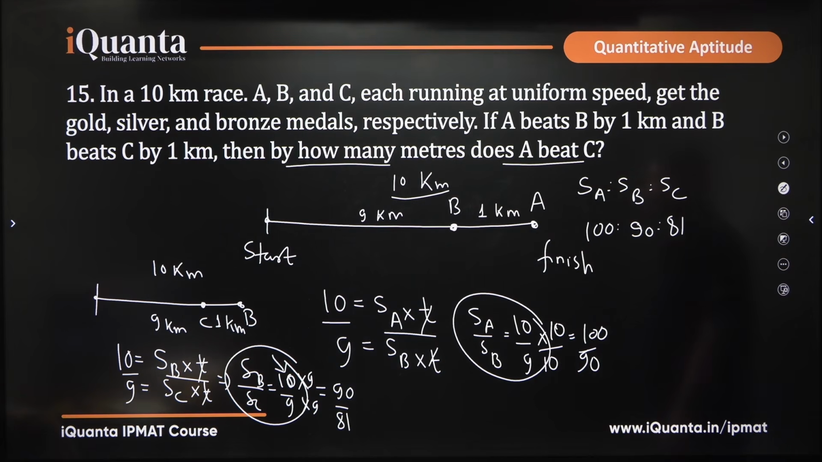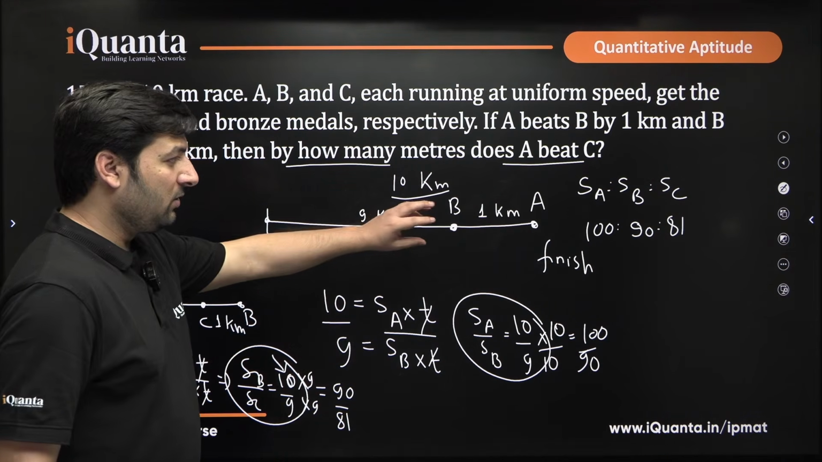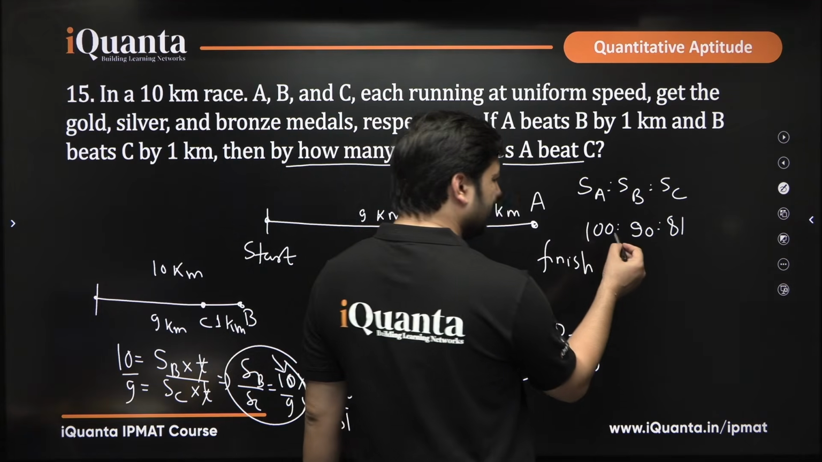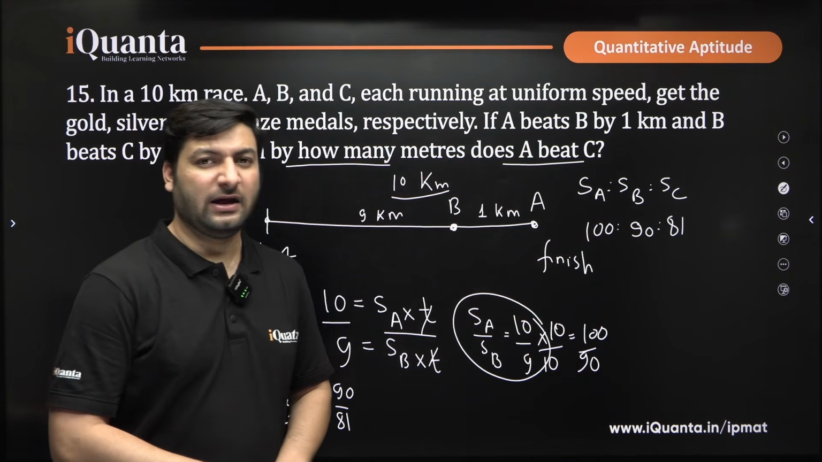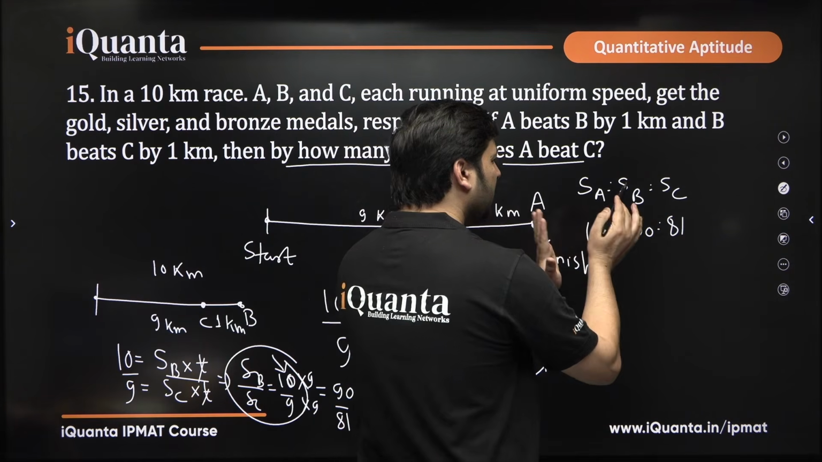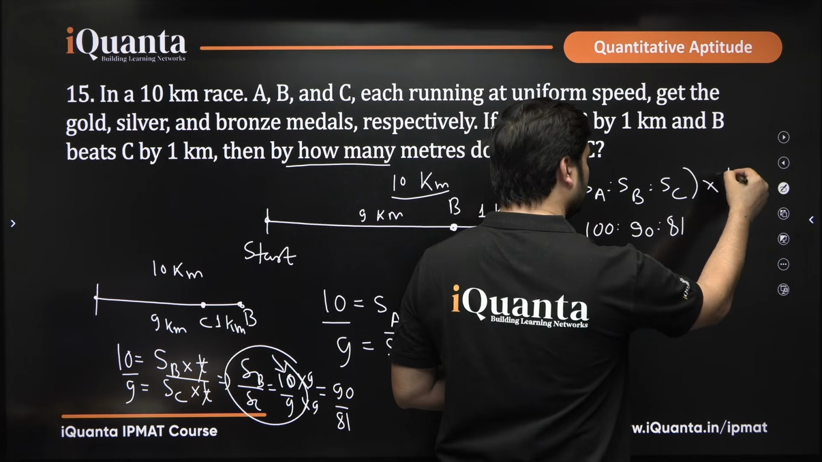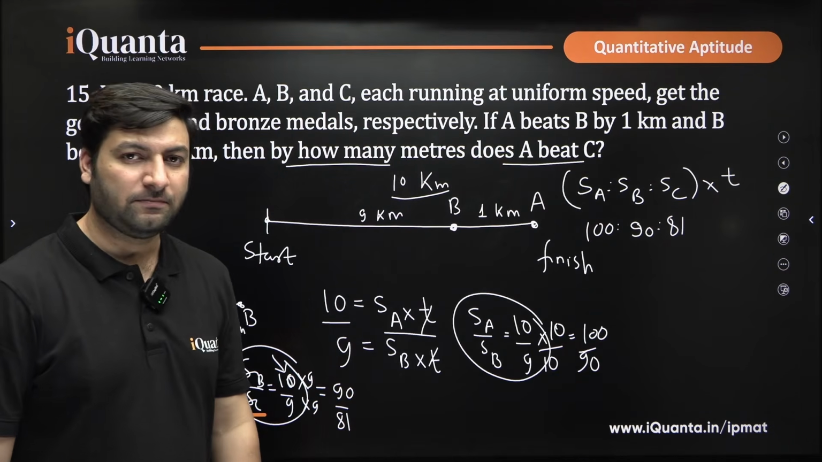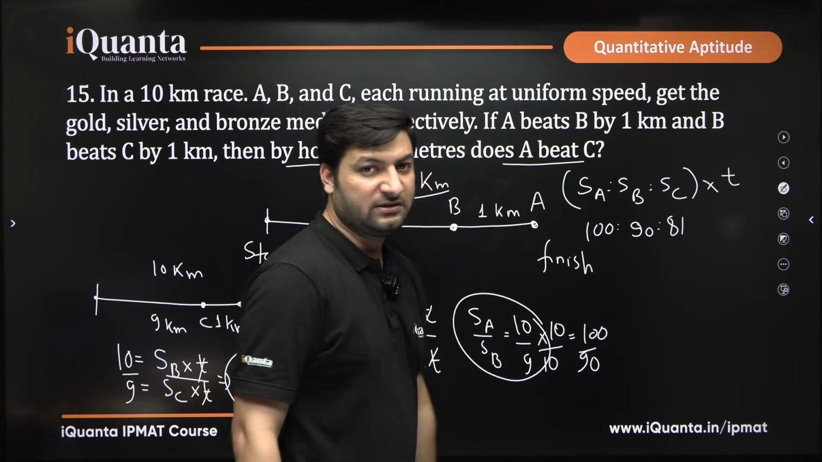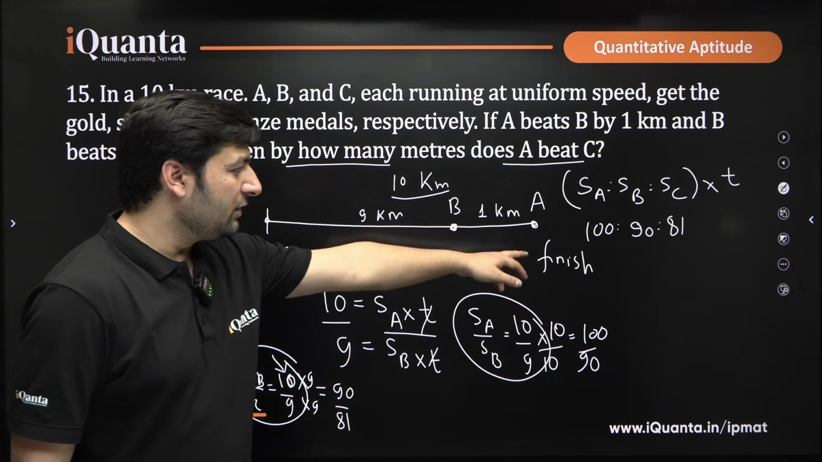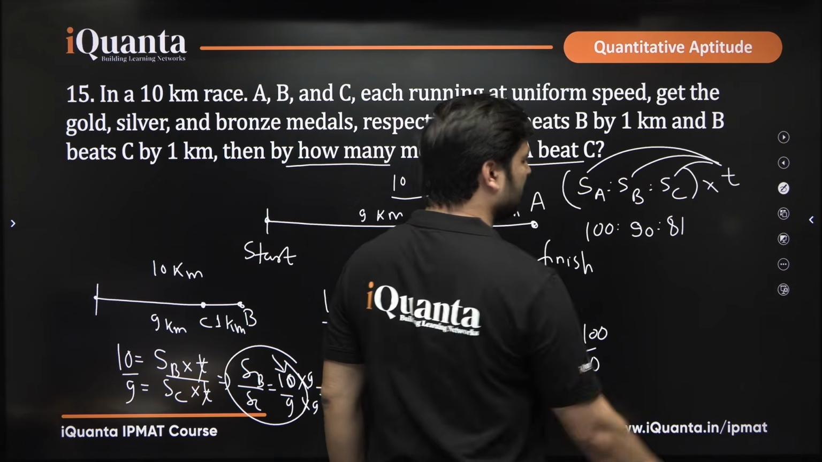Okay, fine. That means if I say that A is completing the race, then B will be at 90. That means this is the ratio of speed. Because all of them are starting the race together, they all will run for T time. So that means in T time, A will reach here, B will reach here, C will reach here. SA into T will be the distance, SB into T will be the distance, SC into T will be the distance.